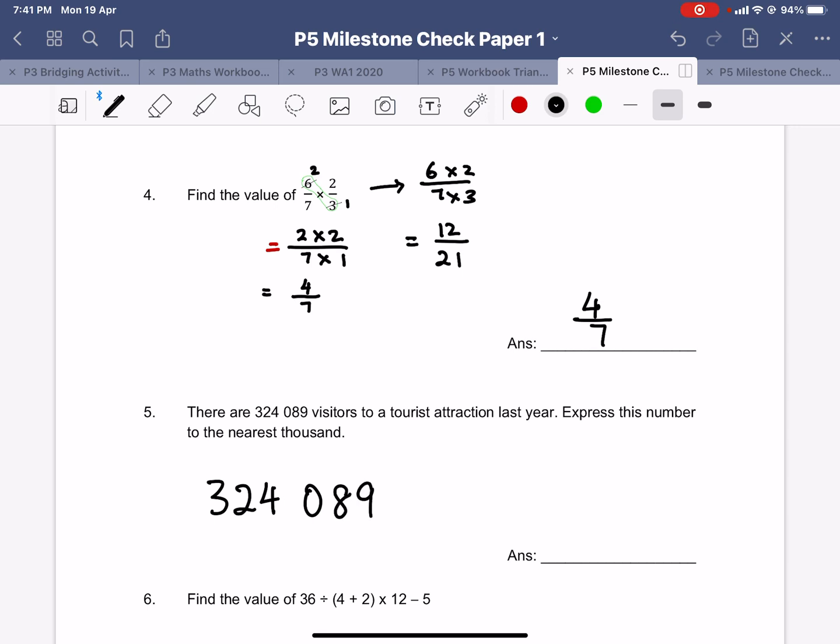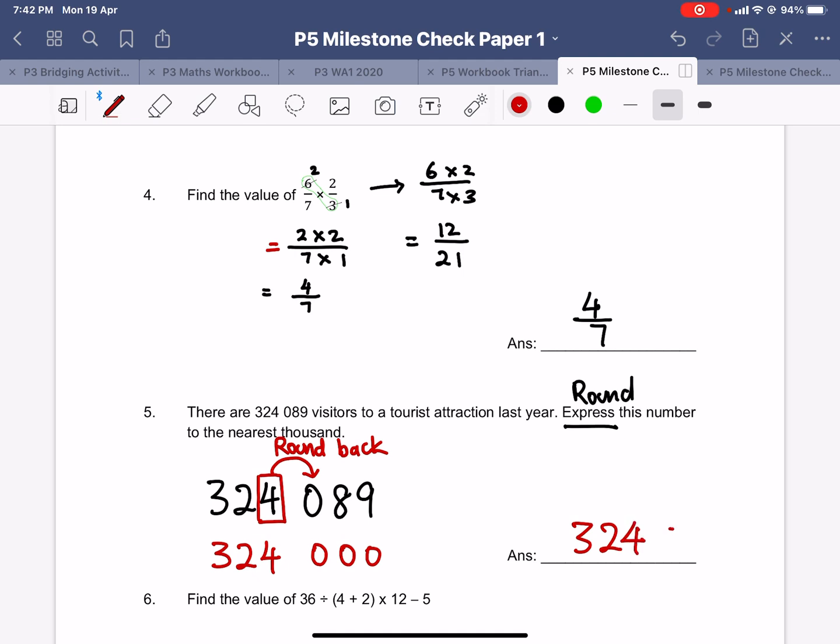324,089. So we want to express this, or rather we call it round this number to the nearest 1,000. So we locate where the 1,000 is. Now, whether this number will go up or remain the same depends on the number behind it. Right? So in this case, the number behind it is a 0. So our decision shall be to round back the number. We are not going to round up the number. So 4 will still be 4. The rest of the number will just be 0. Alright, so most of you were able to round this, which is very good.